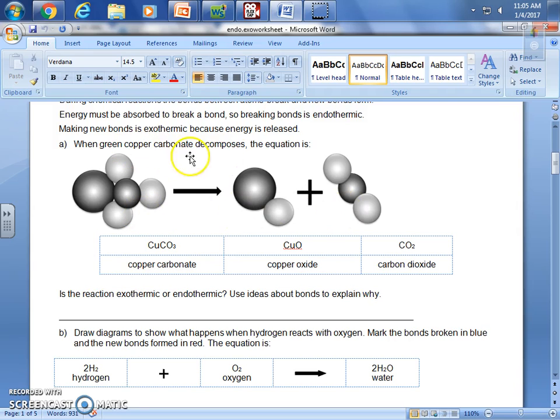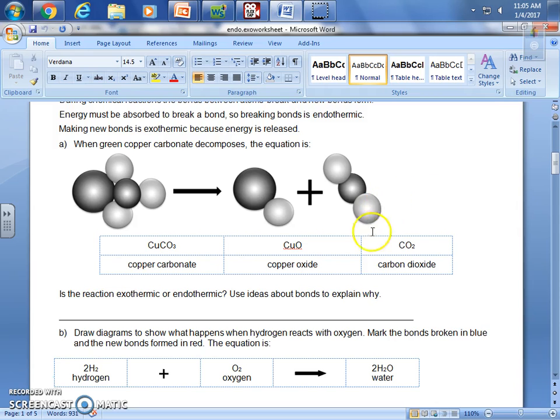So are we going from complex to simple? Are we going from simple to complex? That's probably the easiest way to think about it. Hopefully you're thinking this looks more complex. There's probably more energy in these bonds than in these smaller molecules. So this would be complex to simple, and that would be an exothermic process. You have more energy stored in these bonds than are stored in these bonds, so the extra gets released into the environment.